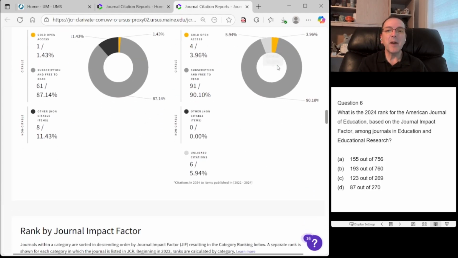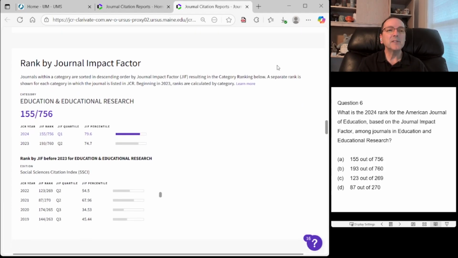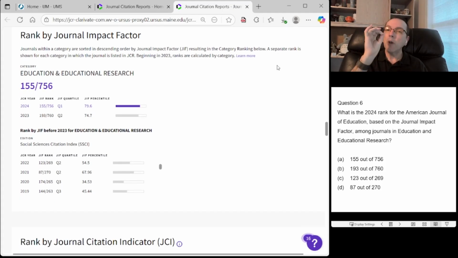Here's some other information about open access, which can be useful. But let's stop here at the ranks. So we've got the impact factors that are saying how often papers from that journal are being cited, going forward, as a measure of its impact. But another way is to look at how that journal compares to other journals in its discipline. So you can rank the journals within their discipline, within their field, based on either the journal impact factor or the journal citation indicator. And let's focus on the journal impact factor because that's what question 6 is going to use.